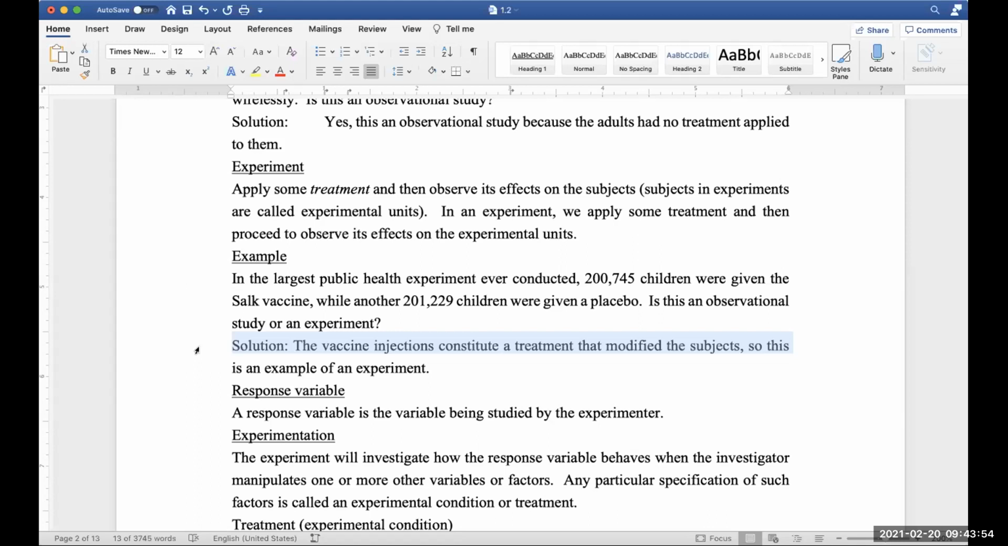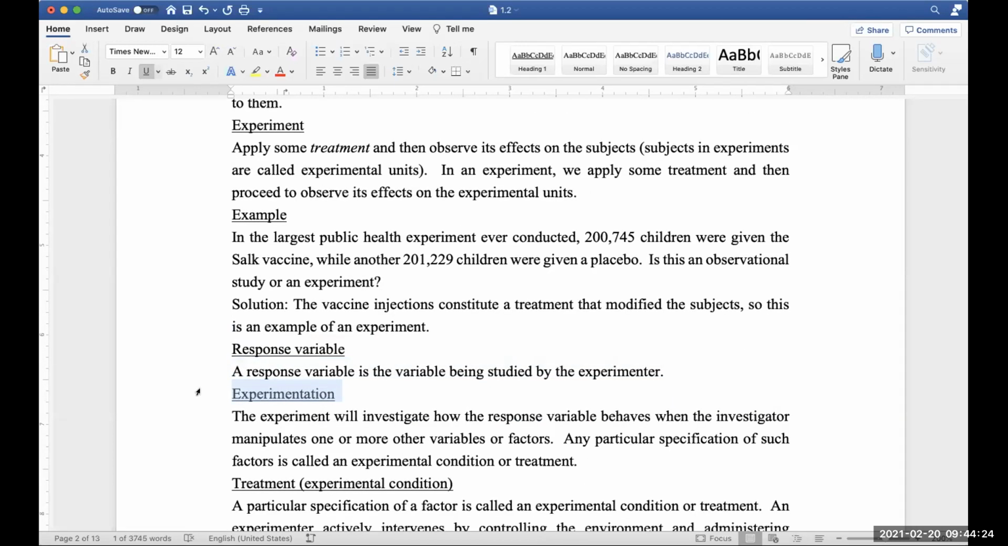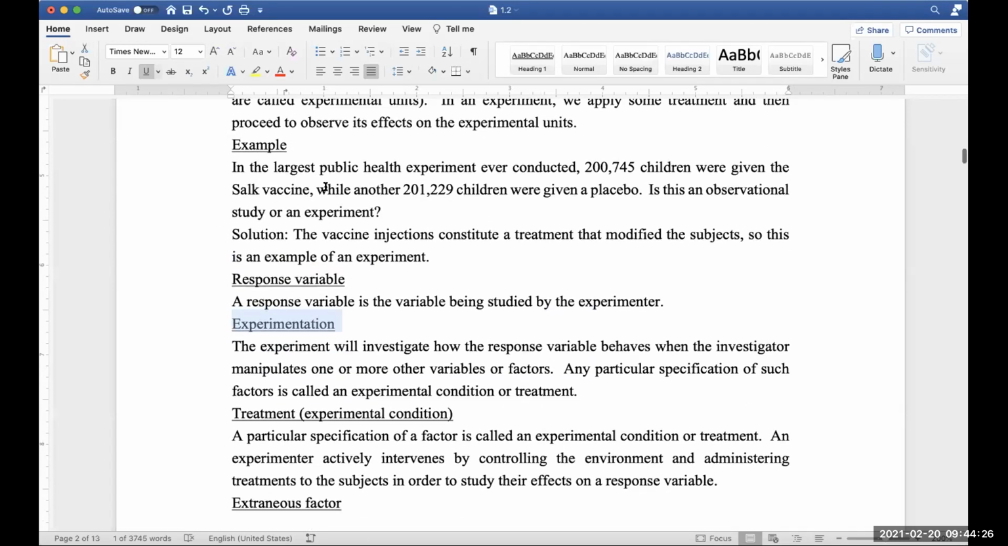The vaccine injection constitutes a treatment that modifies the subjects. So this is an example of an experiment. A response variable is the variable being studied by the observer. In this case, the response variable is whether they get the disease or not. The treatment was the vaccine injection, and the response was polio.